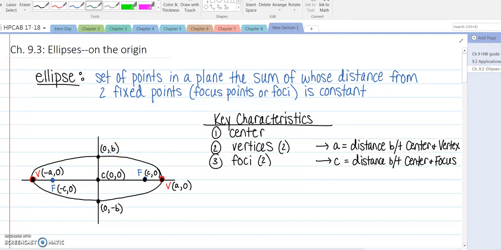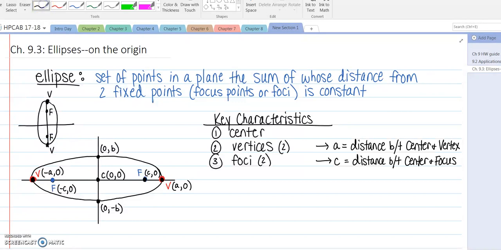A should be bigger. And then your foci should be on the same axis as your vertices. It should be going in the same direction. So if your vertices are going in the x direction, your foci should be going in the x direction. Remember, an ellipse could be going the opposite way. It could look something like that. Alright, and then these would be your vertices, and your foci would be going in that same direction also. Okay, so just something to keep in mind.